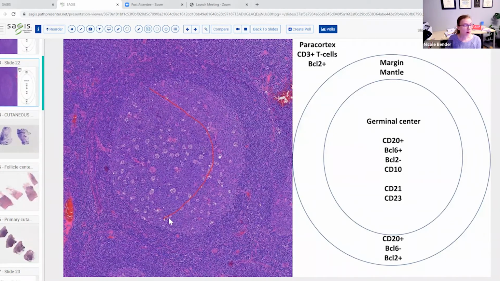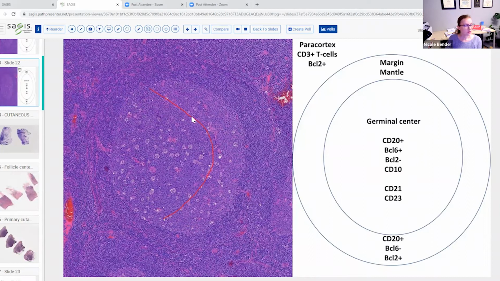Some normal features of a germinal center: germinal centers are going to exhibit what's called polarity. That means that part of the germinal center is going to be darker staining and another part is going to be paler staining, owing to the fact that centrocytes will accumulate in one area and centroblasts will accumulate in another.